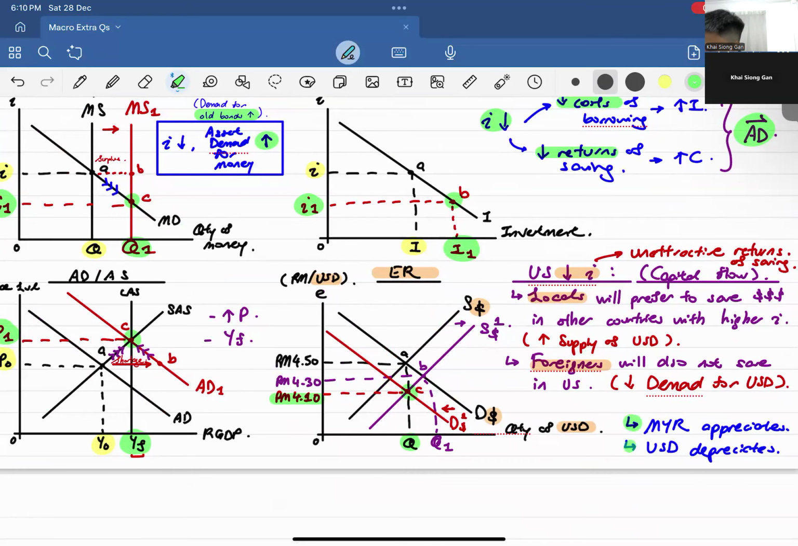Okay, explain a bit this final outcome. Ringgit Malaysia appreciates, less Ringgit Malaysia is needed to buy $1. Okay, US dollar depreciates means more US dollar is needed to buy 1 Ringgit Malaysia.